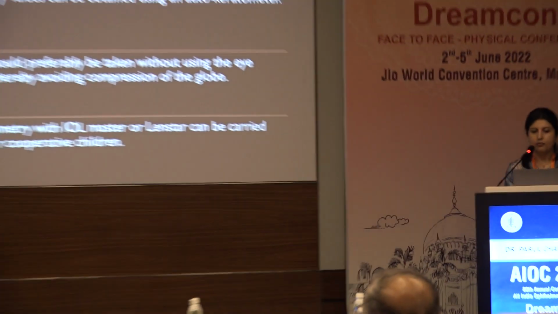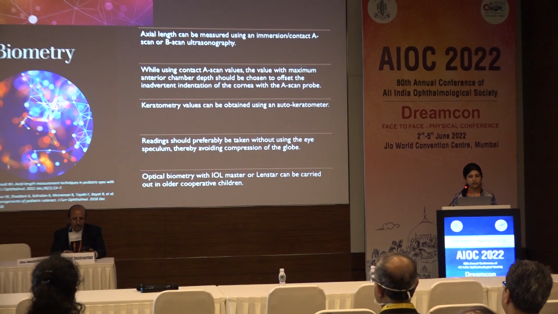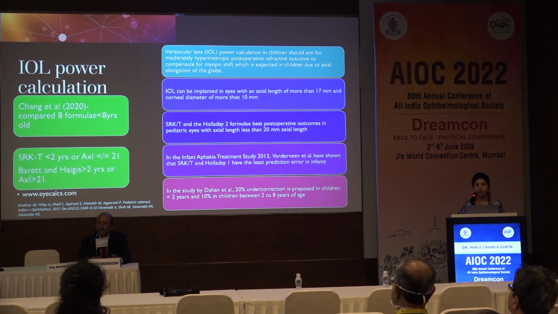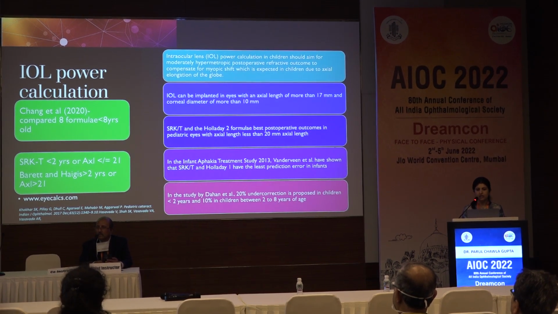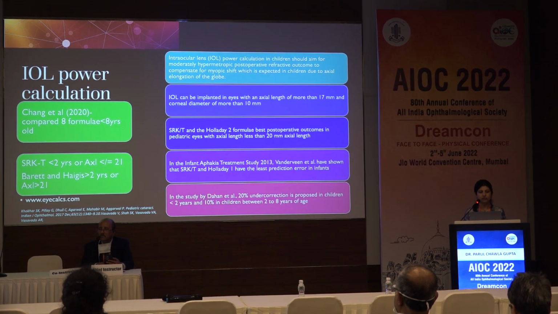Keratometry values can be obtained using an autokeratometer. It can be handheld. Reading should preferably be taken without using the eye speculum, thereby avoiding compression of the globe. Optical biometry with IOL Master or Lenstar can be carried out in older cooperative children. Intraocular lens power in children should aim for moderate hyperopia postoperatively to compensate for the myopic shift which is expected in children due to axial elongation of the globe.